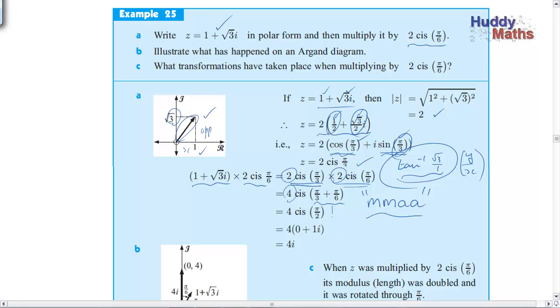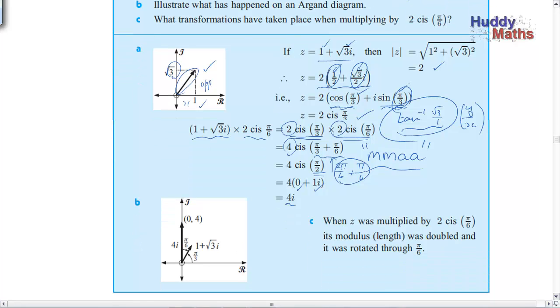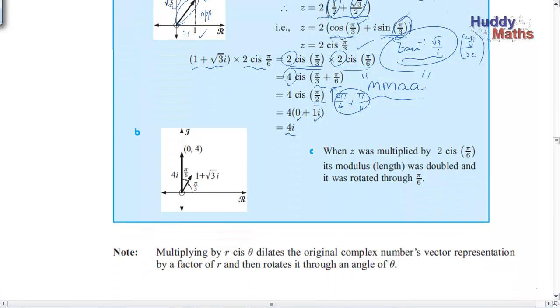And pi on 3 plus pi on 6. Well, pi on 3 is 2 pi on 6, isn't it? Multiplying top and bottom by 2. So that's now 3 pi on 6, or they've gone straight to pi on 2. And if you do x plus yi form, cos pi on 2 plus i sine pi on 2 is that, so it's 4i. All right, try and keep your head around this and just go forward carefully.